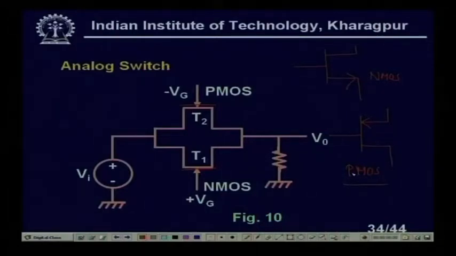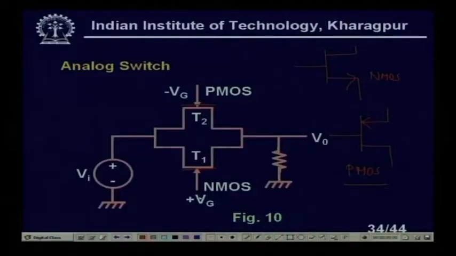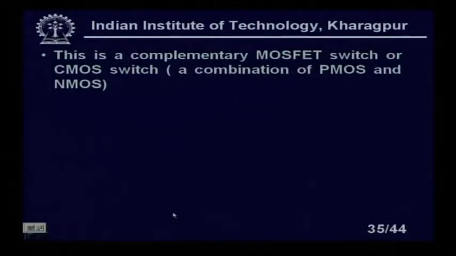Now if you look at this NMOS and PMOS, these together are called a CMOS switch. It is extensively used in signal conditioning circuitry, in multiplexing, in demultiplexing. Now, why should I use 2 MOS in parallel? Because if I give plus Vg here, I have to give minus Vg here to turn on these 2 transistors. There are some advantages. This is a complementary MOSFET switch or CMOS switch, a combination of PMOS and NMOS in parallel, right.